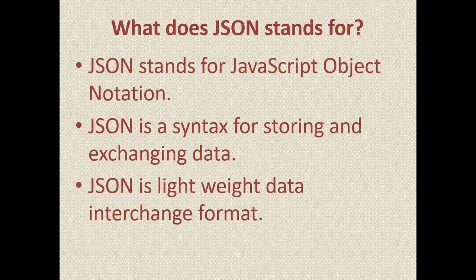What does JSON stand for? It stands for JavaScript Object Notation. It is a syntax for storing and exchanging data. It is basically used in retrieving or accessing data from a web server, like XML. But XML is more difficult than JSON, so many developers prefer JSON. And JSON is a lightweight data interchange format.